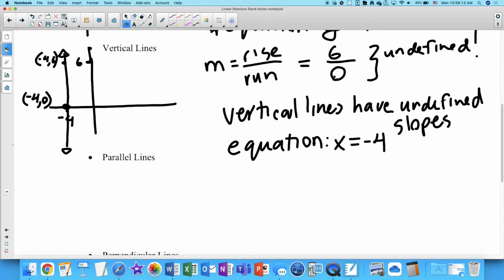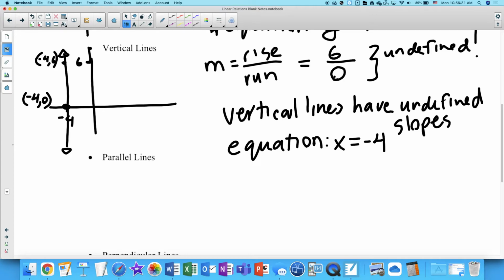These guys are not functions, okay? Because firstly, it doesn't pass the vertical line test, and also the input is always -4, and you get infinite different outputs. Okay, so that's another reason why these aren't functions.